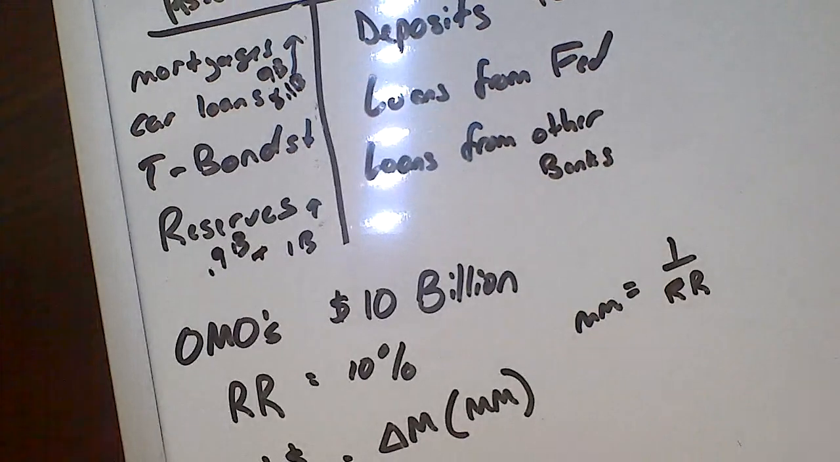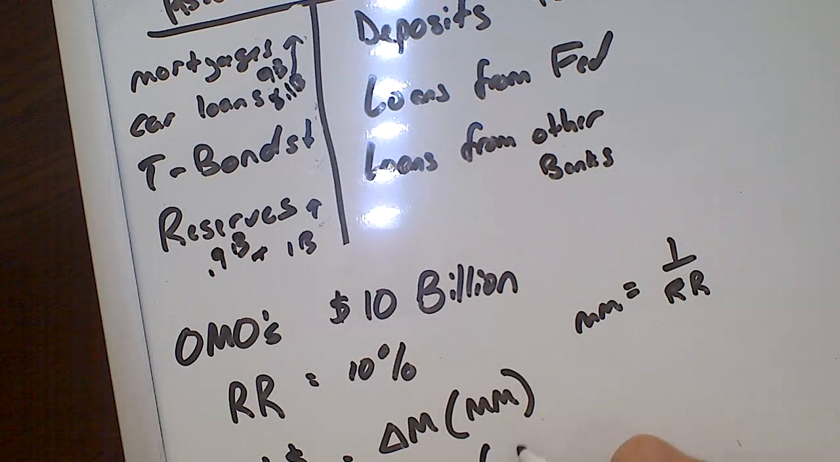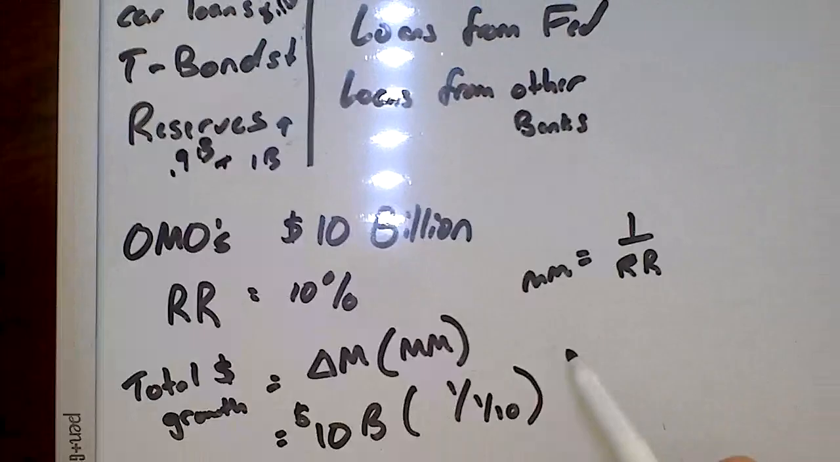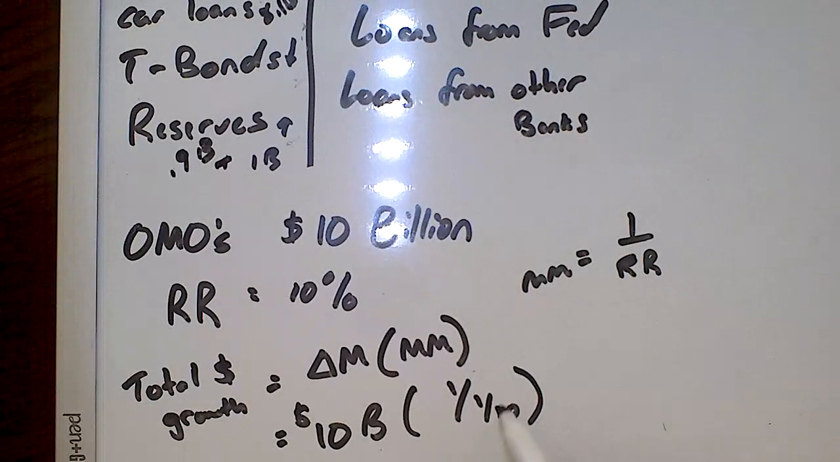So if we're doing this problem here, our total money growth would be 10 billion initially times 1 over 10%. But we should really write that 10% in decimal or fraction form. I like it in fraction form because if you've paid attention to our math classes, we know that 1 over 1/10 is equal to 10. And so our total growth in this case will be 10 times 10 billion, or $100 billion.